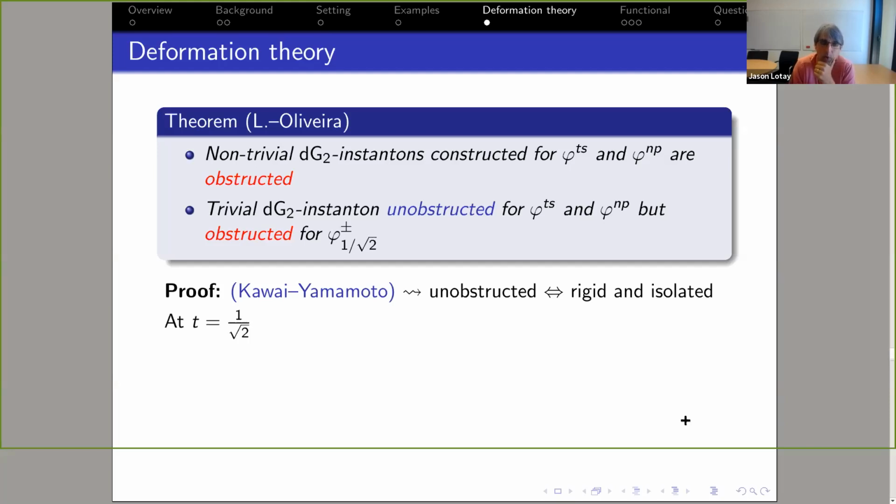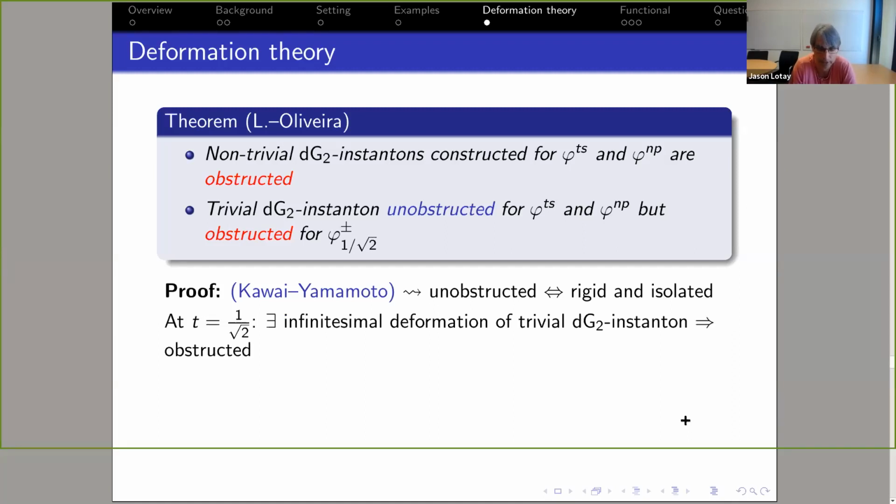And there, what we find is that there is an infinitesimal deformation of the trivial DG2 instanton. There is one, but it can't be integrated. So it's obstructed. It does not extend to a genuine deformation. And the way that we show that is by using the variational characterization of DG2 instantons.